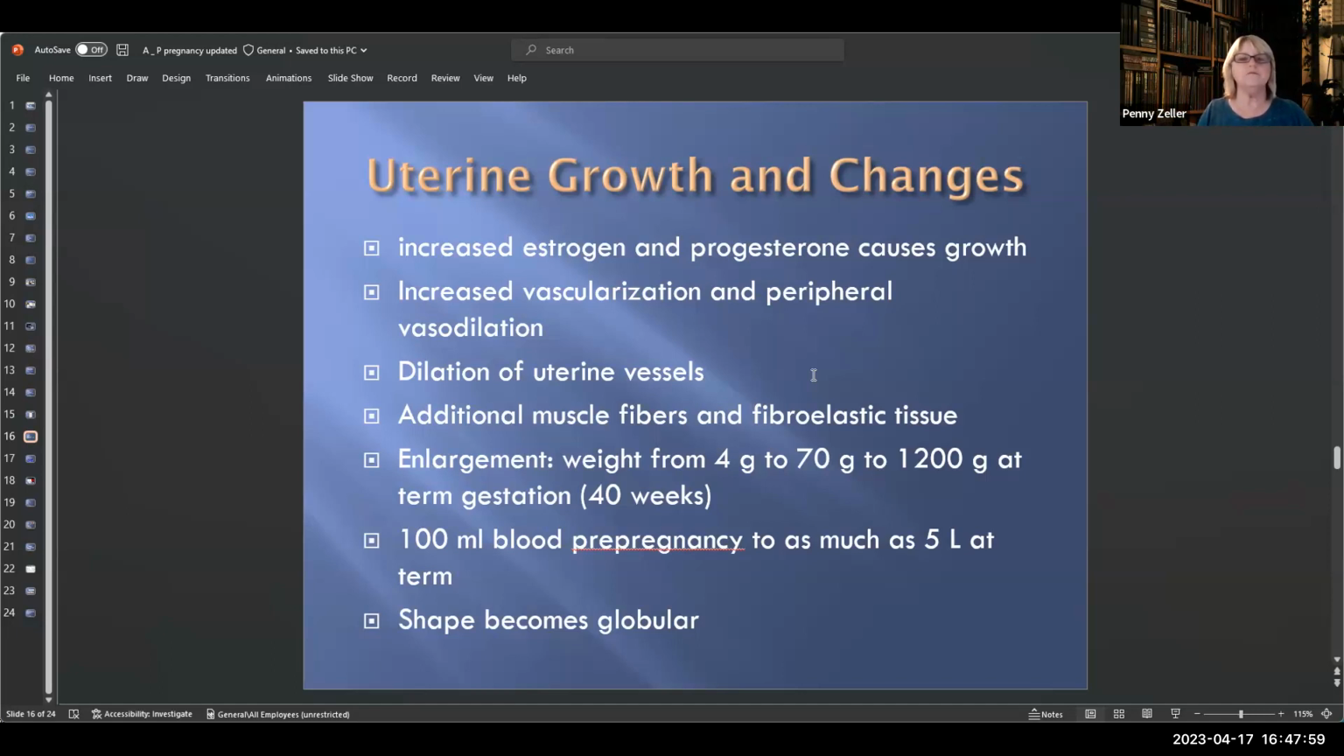So the weight of the uterus actually goes from 4 grams to 70 grams. I'm sorry, 4 to 70 to even 1,200 grams at full term. When a woman is not pregnant, there's only usually about 100 mLs of blood circulating within the uterus. But when she becomes pregnant, by the time she reaches term, she might have 5 liters of blood in that uterus. That's a lot. And so if the uterus ruptures at the end of the pregnancy or during labor or from trauma later on, that's why massive hemorrhaging takes place.